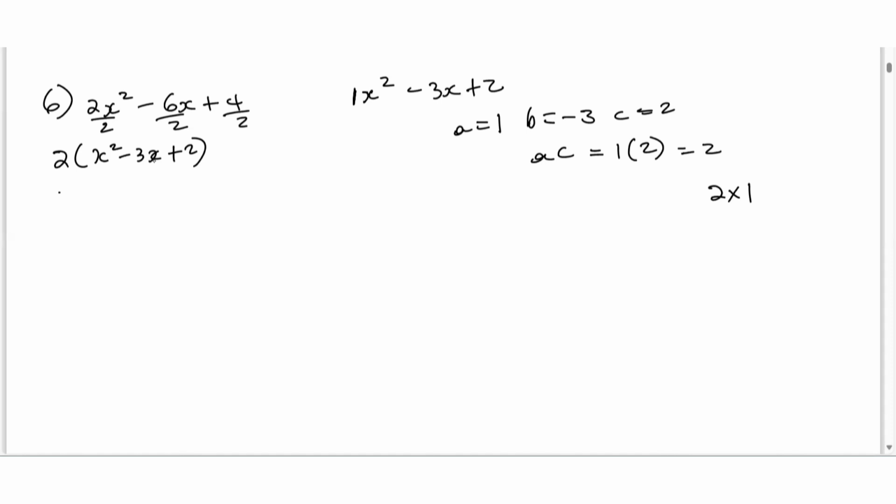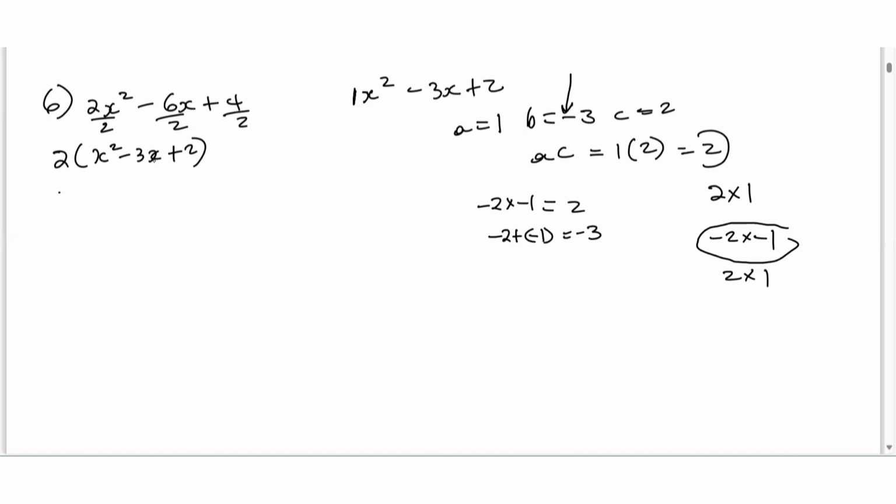Remember, when AC is positive, like in this case, it's either a negative 2 times a negative 1 or a positive 2 times a positive 1. Now, in this case, my B value is negative. Because my B value is negative, I have to use the ones with negatives. For example, negative 2 times negative 1 will give me positive 2. Negative 2 plus negative 1 will give me negative 3. So this is my AC and this is my B. So you could see that it was satisfied.